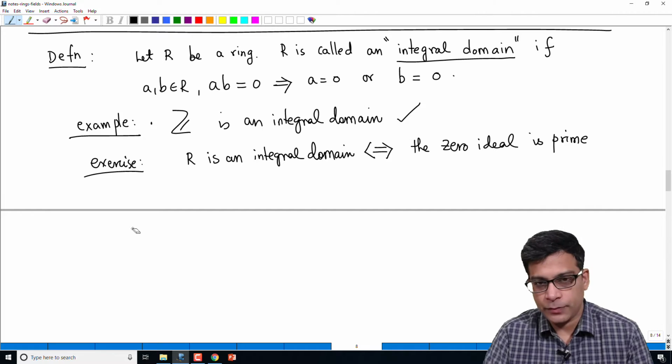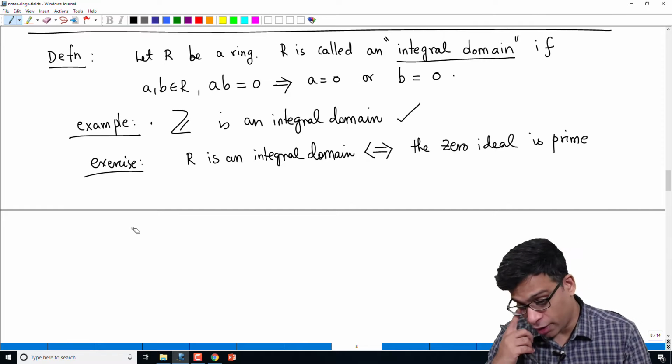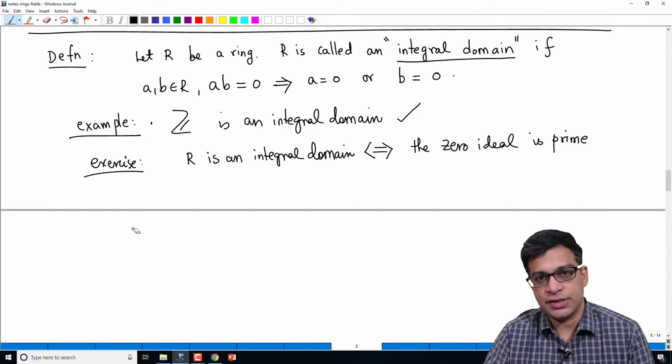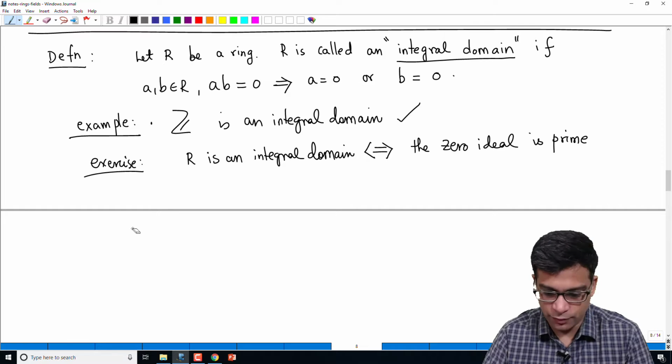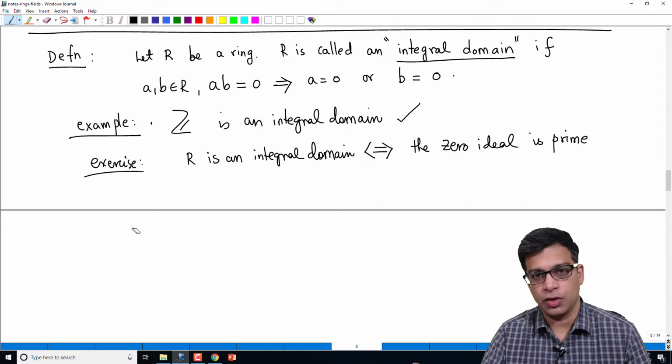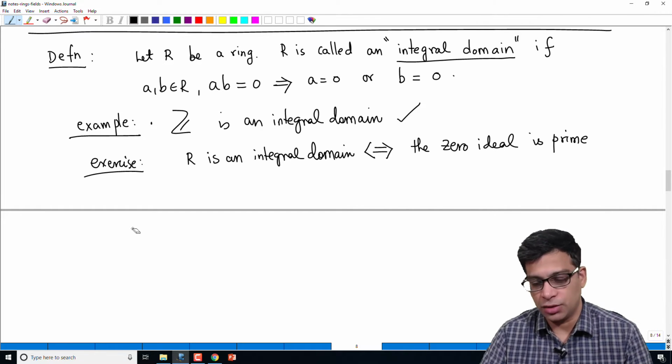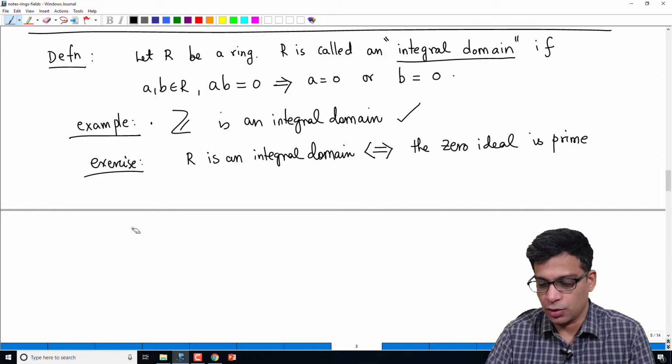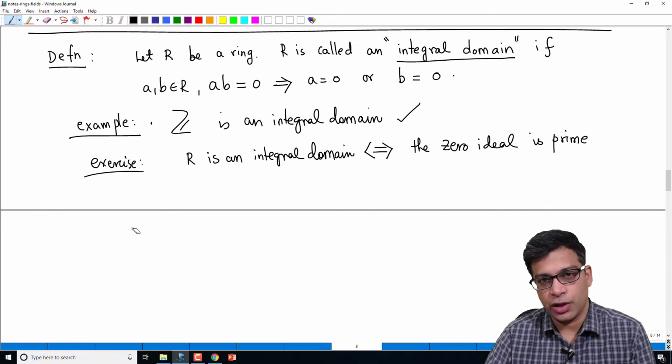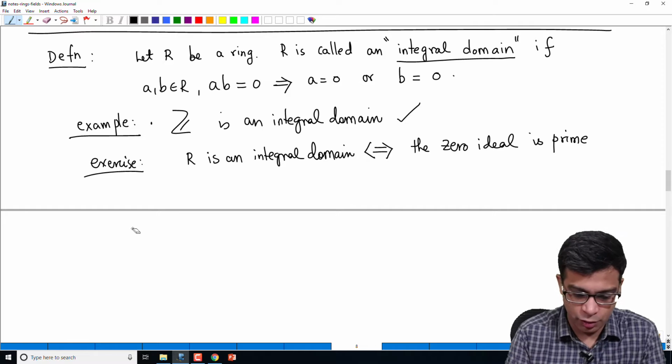because if it's an integral domain, you take the 0 ideal. If the product of two elements is in the 0 ideal, that means the product of those two elements is 0, because it's an integral domain, so one of them is 0, and hence one of them must be in the 0 ideal. Similarly, if the 0 ideal is prime, then you can show that R is an integral domain.